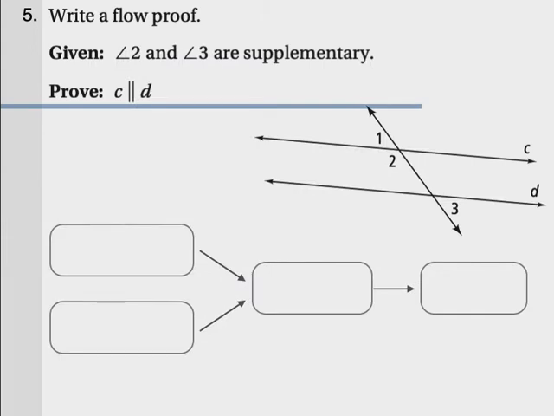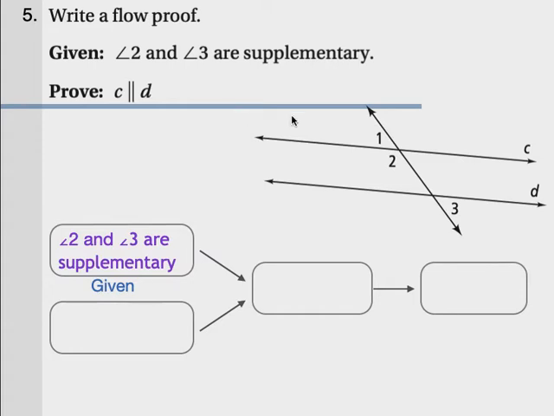Question 5, write a flow proof. We're going to walk through this one together. So your first step would go in the first box, and that would be the given. Angle 2 and angle 3 are supplementary. You could write it like that, and then the reason can just go right under the box. If you could fit it inside the box, even better, but I couldn't quite manage to do that.